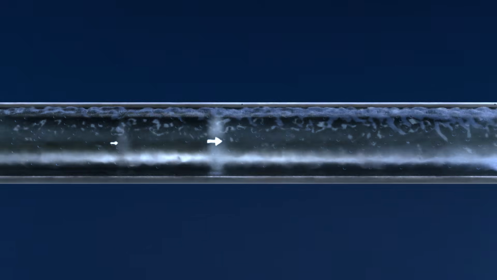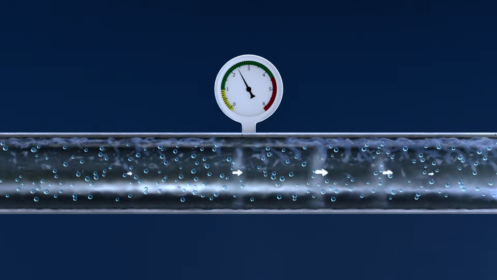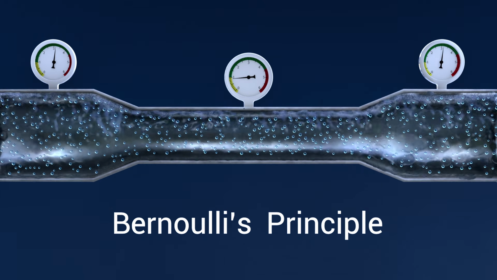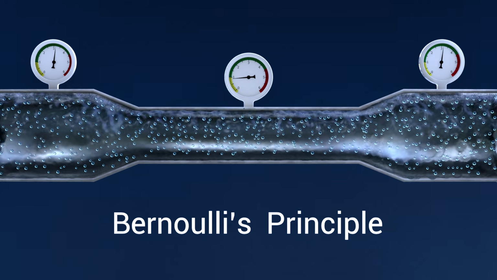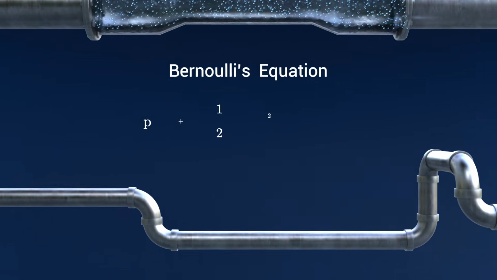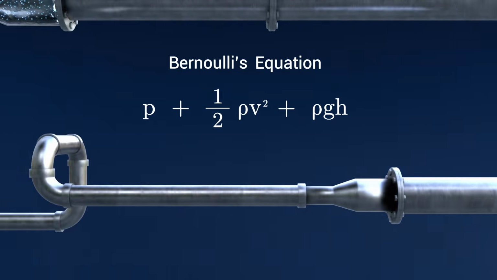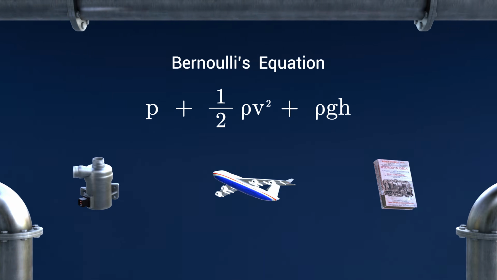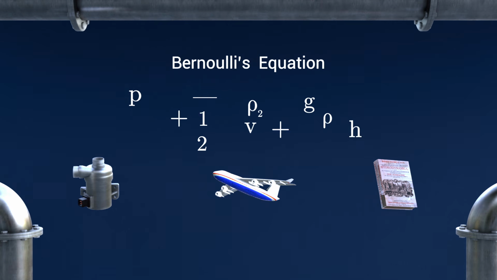If you've ever heard that faster fluid means lower pressure, you've heard Bernoulli's principle. But that explanation is incomplete, and in many situations, it's actually misleading. In this video, we're going to break down Bernoulli's equation properly: where it comes from, what it really means, where engineers use it, and just as importantly, where it completely fails.